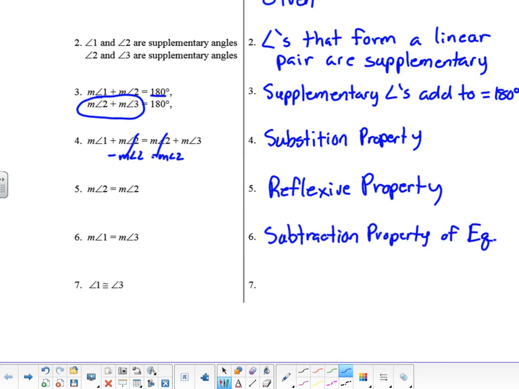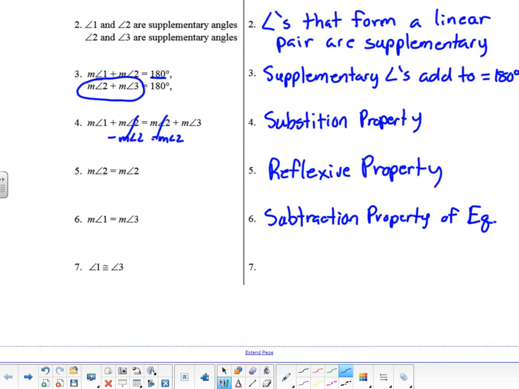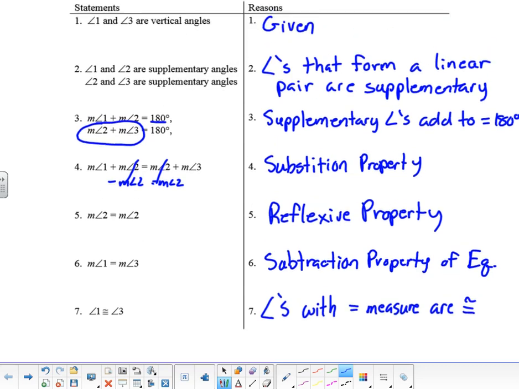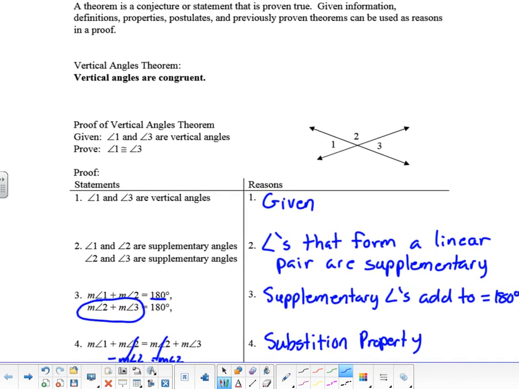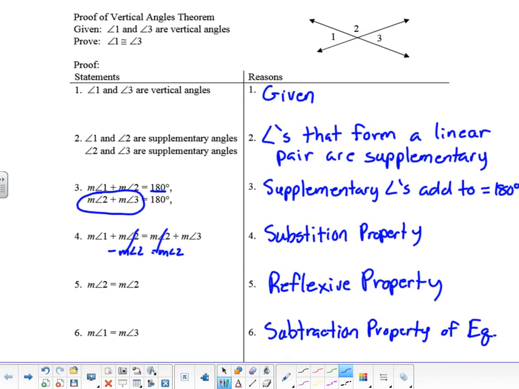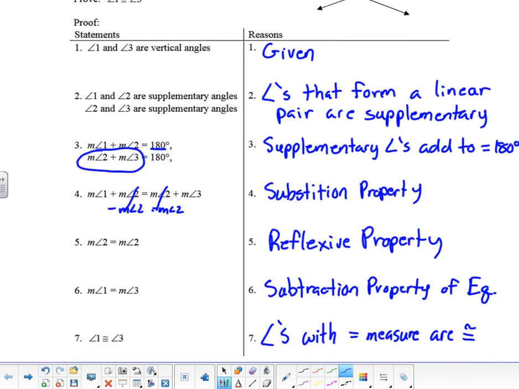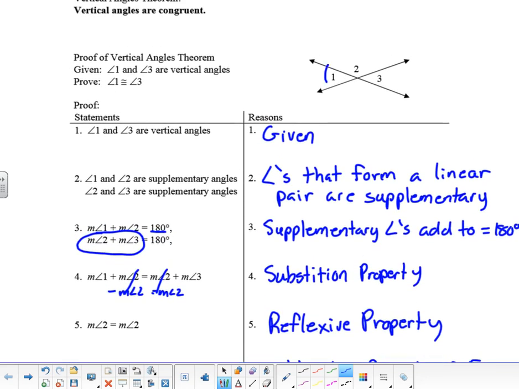And then in our last step, angle 1 is congruent to angle 3. We can just say this: angles with equal measure are congruent. All right, and that is the proof for the vertical angle theorem. So we used definitions to prove that since, given angle 1 and angle 3 are vertical angles, they are congruent.